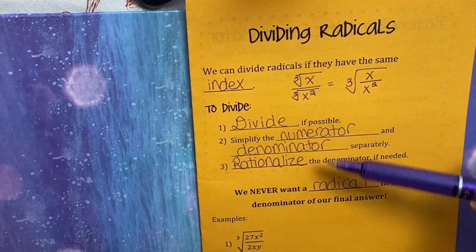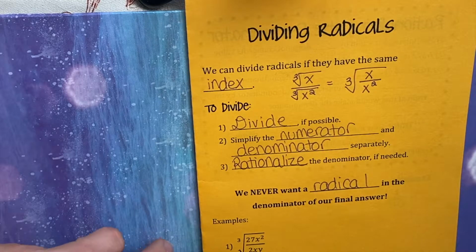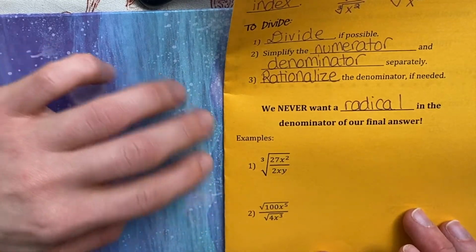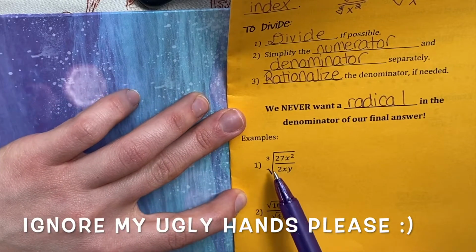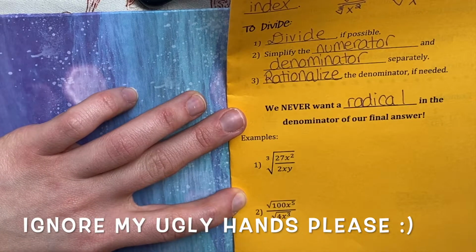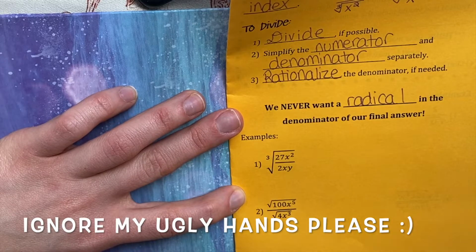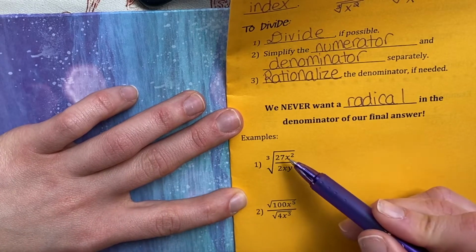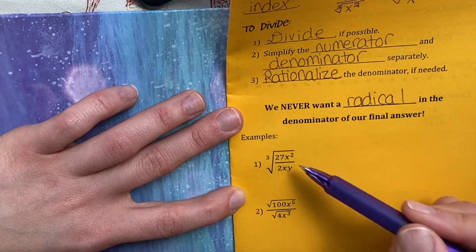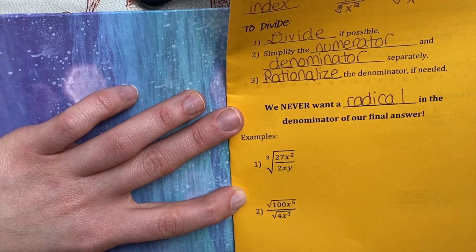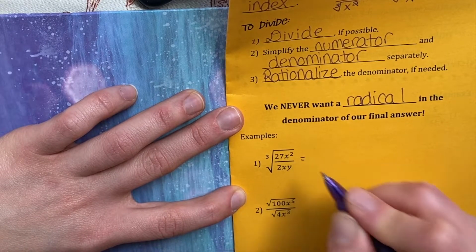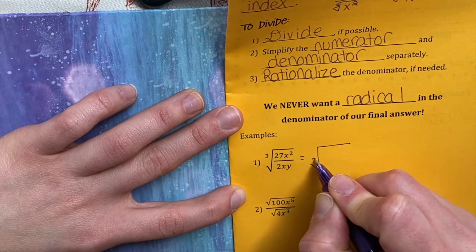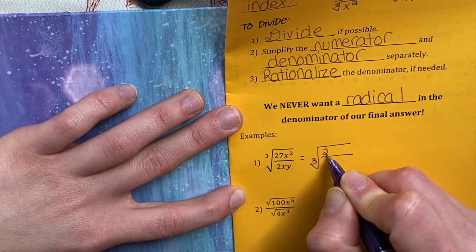We'll go through these steps and it'll be a little bit clearer. So looking at example 1, we have the cubed root of 27x squared divided by 2xy. First you want to check and see if there's anything you can divide. 27 is not divisible by 2, so we are going to leave that.